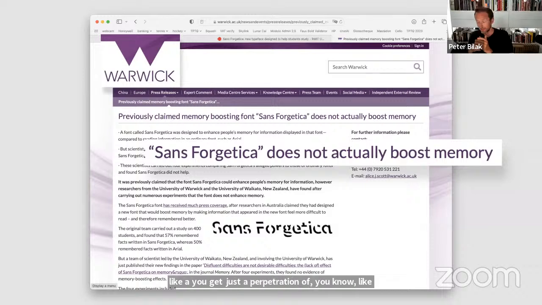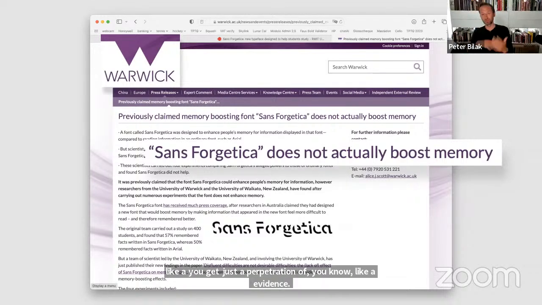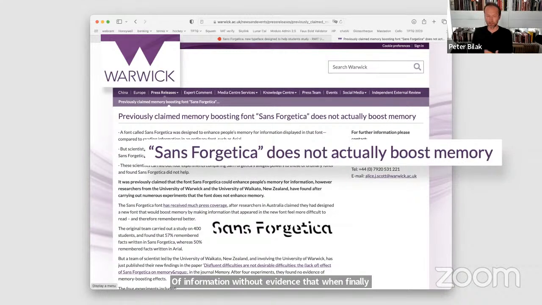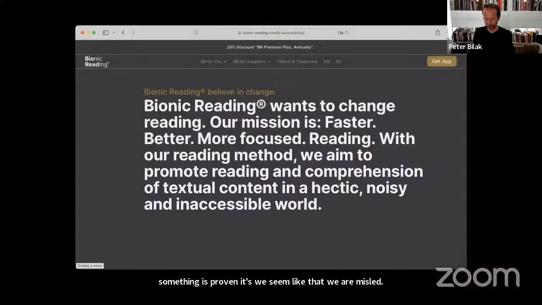and then you get just a perpetuation of information without evidence, so that when finally something is proven, we seem to be misled. It's not really true, as simple as it is.